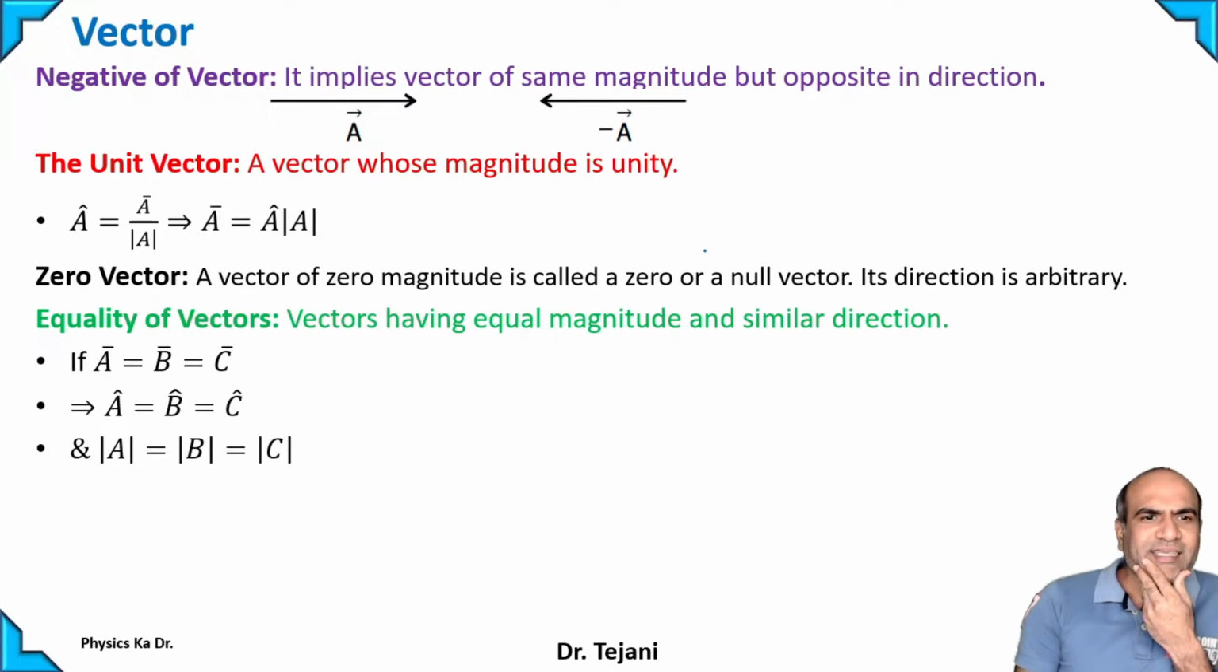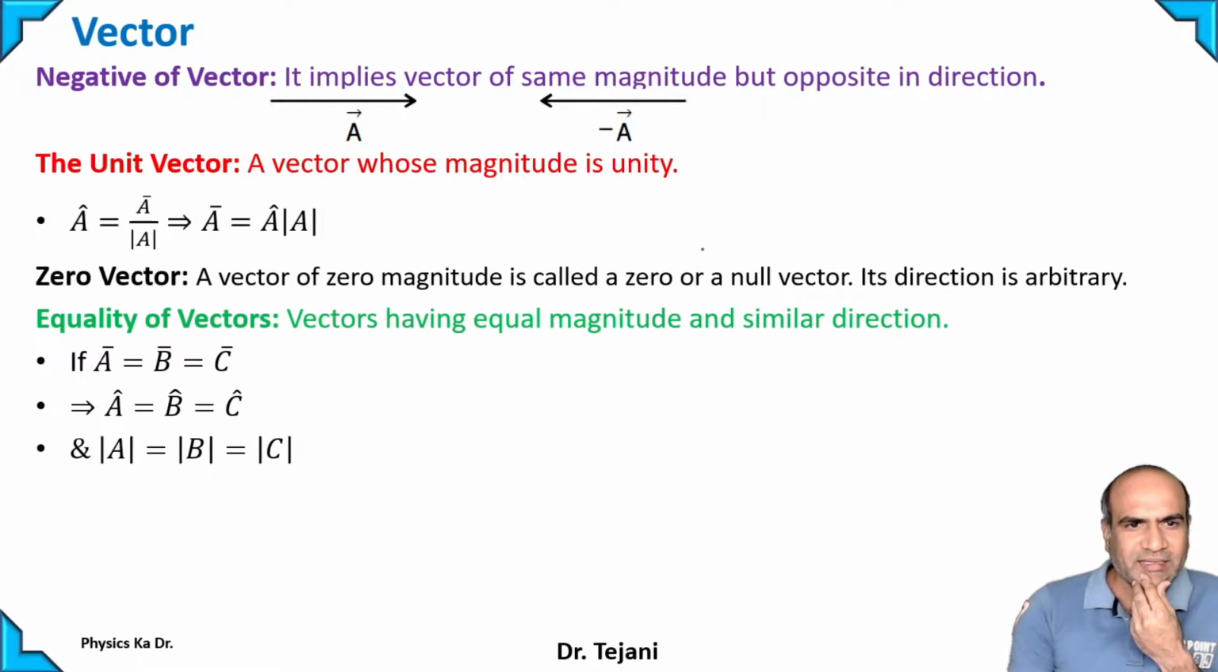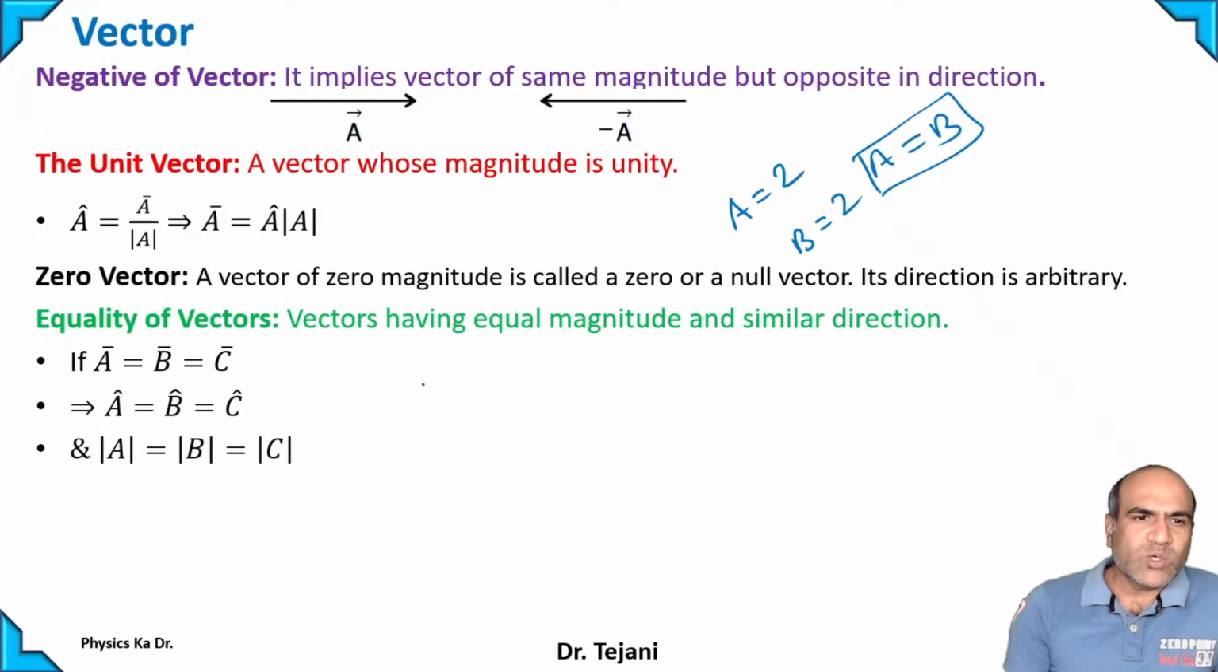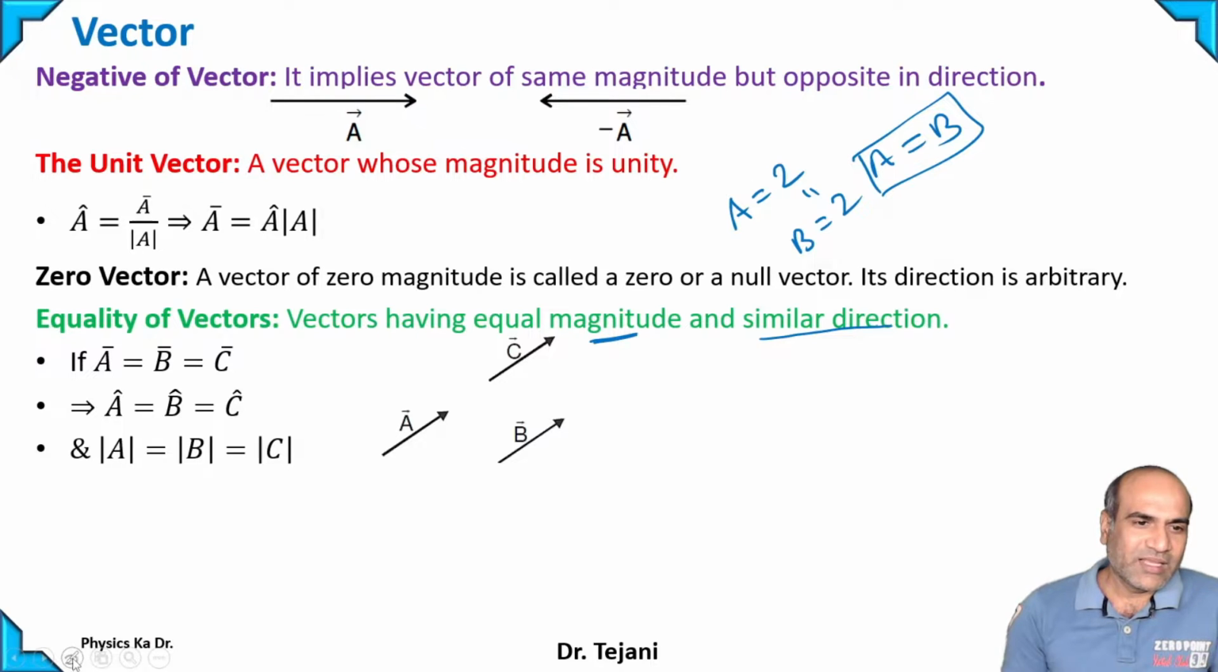Next is equality of vectors. When can we say vectors are equal? We can say if a is equal to 2, b is equal to 2, then we can say a is equal to b, right, in terms of scalars. But what about vectors? In case of vectors, you need two things. One is magnitude should be equal, that we have seen here, and as well as it should have a similar direction. There is no change in the direction permitted.